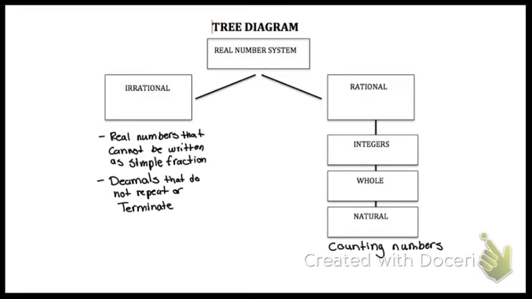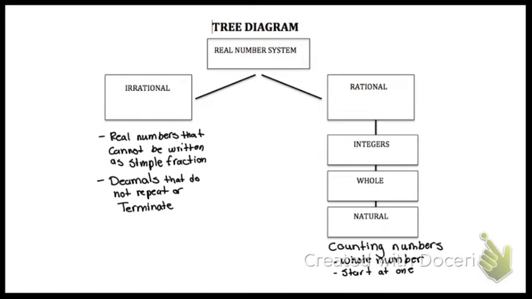Okay, there's no negative numbers in natural numbers. So these are your counting numbers. These are what we call whole numbers, no decimals. So they are basically no decimals, and it starts at 1. Okay, that's what natural numbers are. They're your counting numbers, the numbers you learned in kindergarten. They're whole numbers, which means there are no decimals, and it starts at 1.